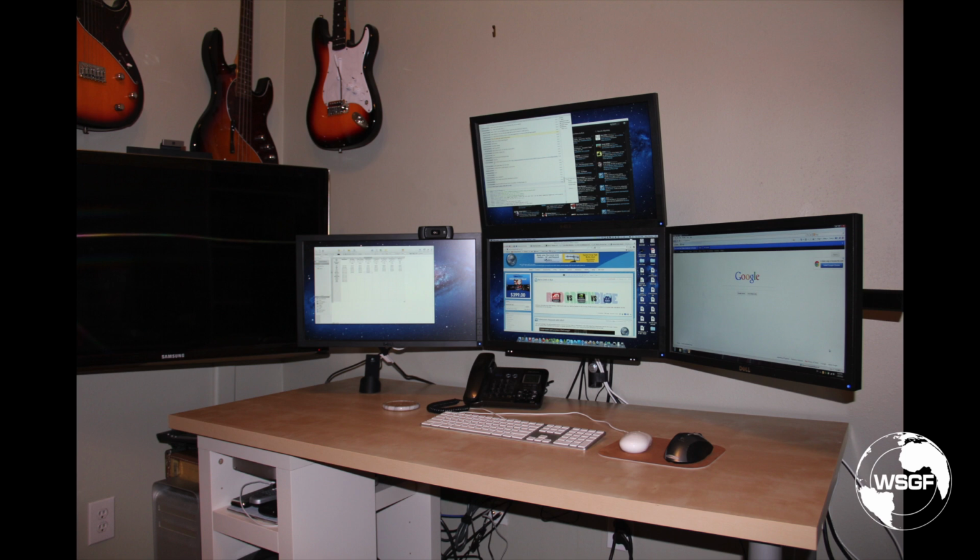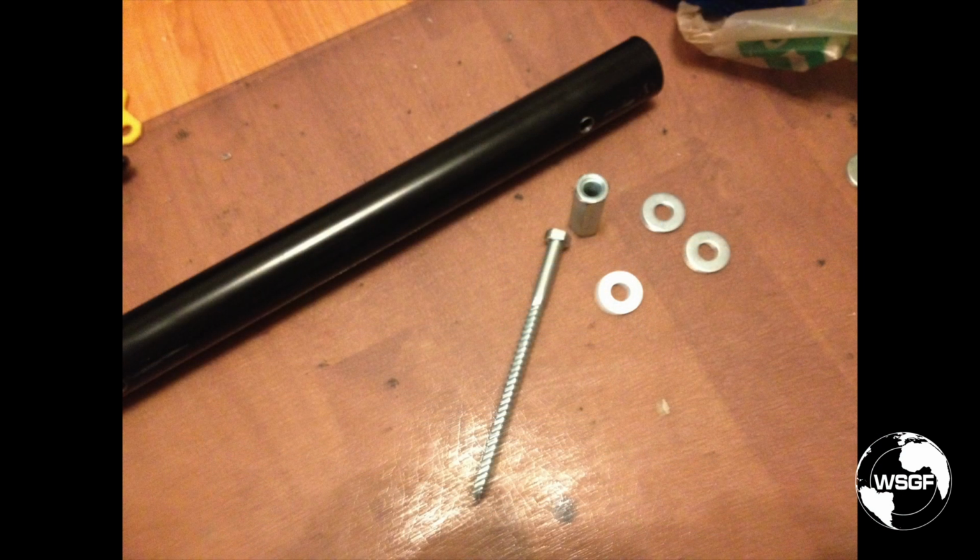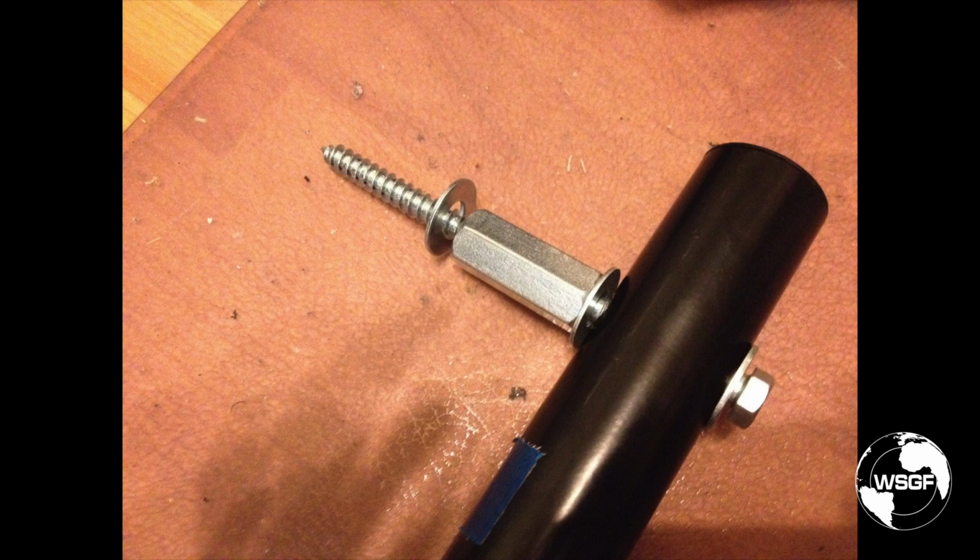I figured the easiest thing to do would be to mount the monitor pole directly to a wall stud using some sort of spacer. I went to Home Depot and spent about an hour browsing up and down the hardware aisles and settled on 3 6-inch lag screws, a bag of washers, and 3 of these bushings. I then drilled 3 holes through the pole and assembled the hardware as such.